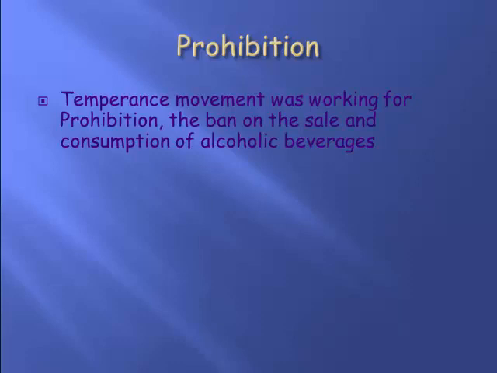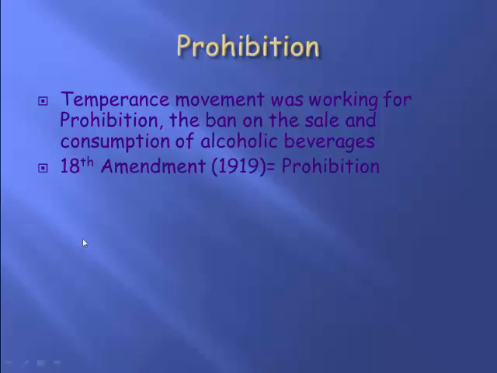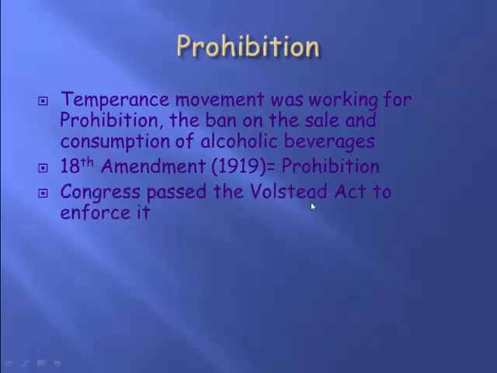Because of something known as the temperance movement. The people behind the temperance movement are going to be your women, your factory owners, and your religious organizations, right? So they're working for prohibition, which is banning the sale and consumption of alcohol. Basically, the law states you just can't have it. So what is it? The 18th Amendment says that prohibition is going to be a thing in America. And the Volstead Act was enacted by Congress to make sure that the laws were going to be followed.